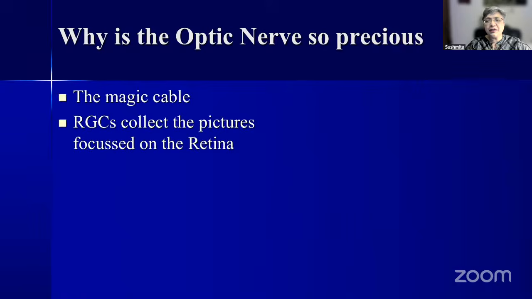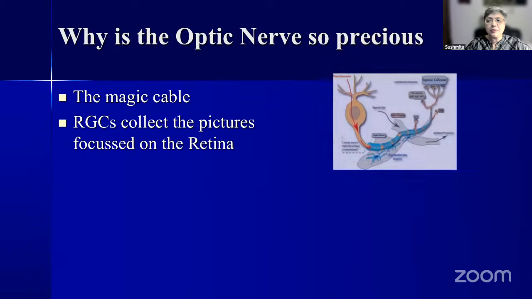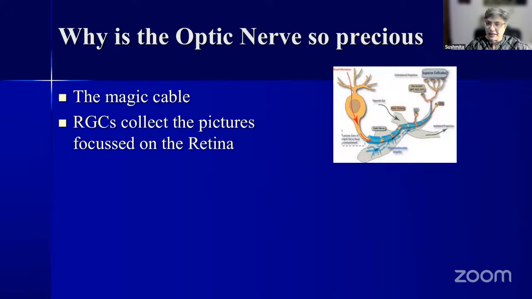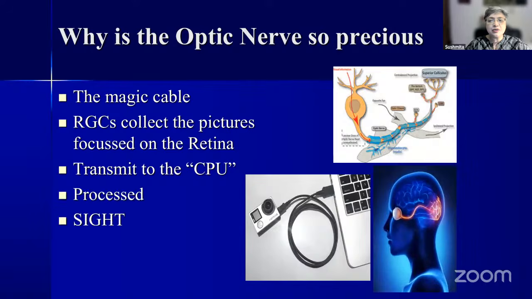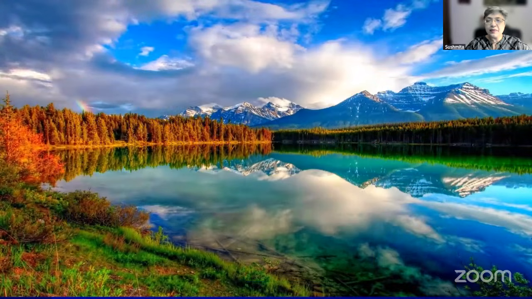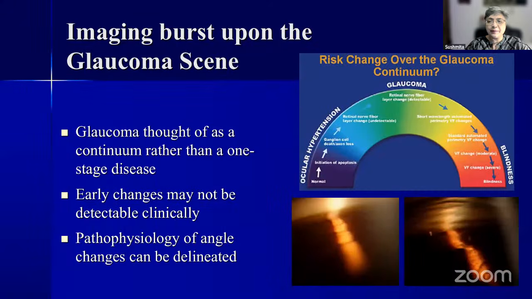We see that a disc is damaged, and then we go back and ask ourselves why the disc is damaged. So why is the optic nerve so precious? The easy way to understand that is that it's a magic cable. It is a cable between the retinal ganglion cells, which collect pictures focused on the retina. Then they are transmitted, as it were, to the CPU, which is the brain. And once it is processed there, that is what finally results in sight. So it's this cable between the camera and the CPU that is so precious, and the state of that cable is what we see when we do the OCT.